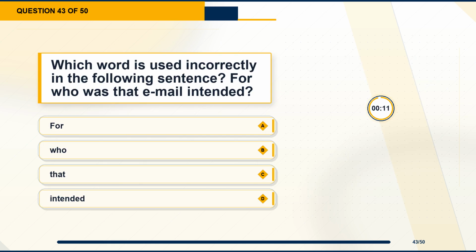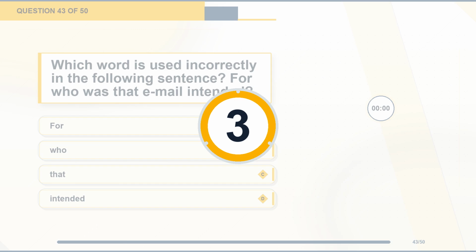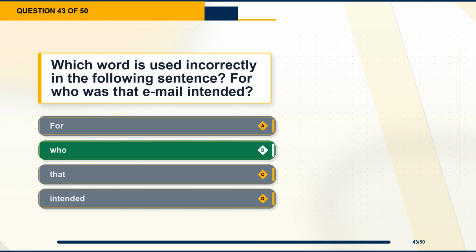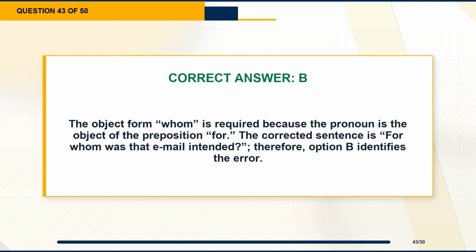Question 43. Which word is used incorrectly in the following sentence? For who is that email intended? Option A, for. Option B, who. Option C, that. Option D, intended. The correct answer is option B, who. Explanation. The object form whom is required because the pronoun is the object of the preposition for. The corrected sentence is for whom was that email intended, therefore, option B identifies the error.